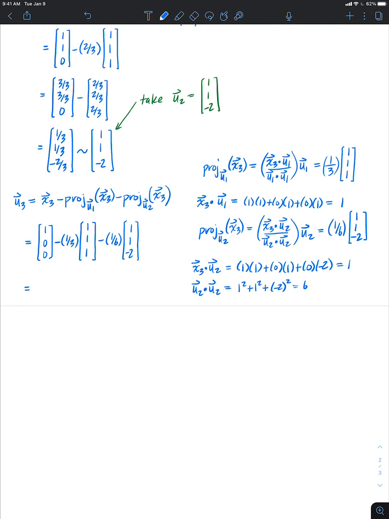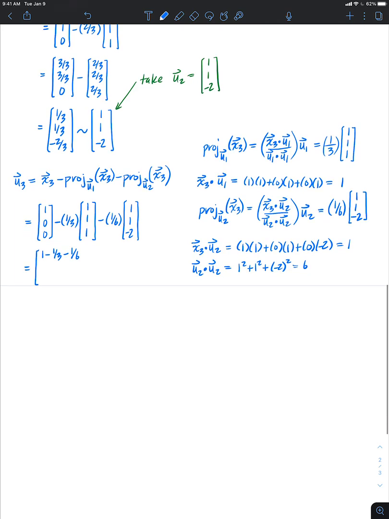Okay, so what do you end up with? Well, let's worry about the first coordinate. The first coordinate will be 1 minus 1/3 minus 1/6, right? That'll be the first coordinate.